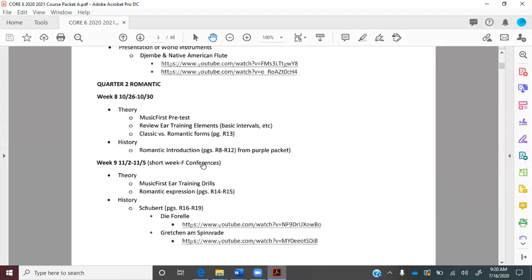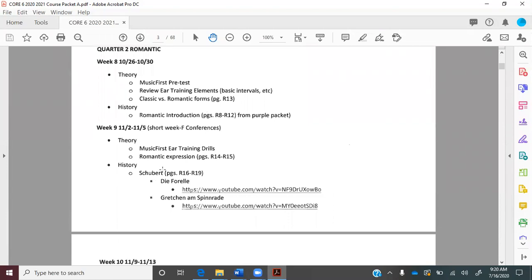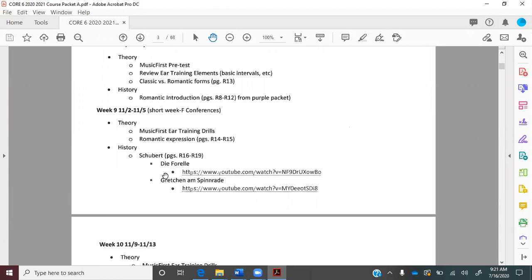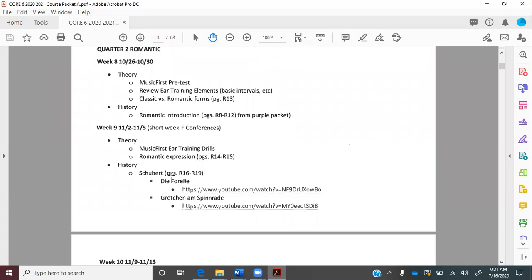Okay, here we go. Week 9. We have a shorter week this week because of conferences. So we're going to be discussing some more of the Romantic expression in comparison to classic. And we're going to be studying a little bit about Schubert and two of his more famous songs and how song works in the Romantic. So I think we should start kind of where we left off. We left off last week talking about classic versus romantic forms. So let's read 14 and 15, and then we are going to do a little bit more comparison with classic.